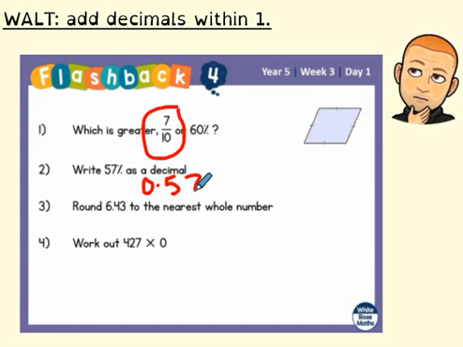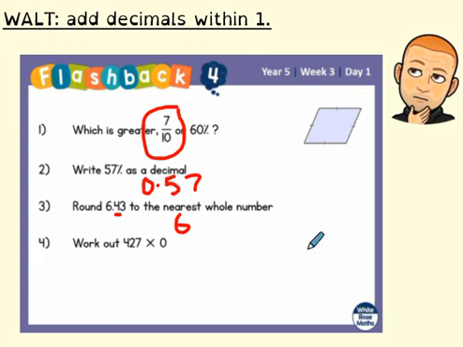Question 3, round 6.43 to the nearest whole number. If I'm rounding to the nearest whole number, I am looking at the whole number in the ones column, and I'm looking at the column 1 to the right of that, which will help me work out if I'm closer to the number I've just passed or the next whole number. In this case, I have a 4 in the 10ths column. 4 or less, you round back to the number you've already passed. The whole number before 6.43 would be 6. So to the nearest whole number, that's what it would be.